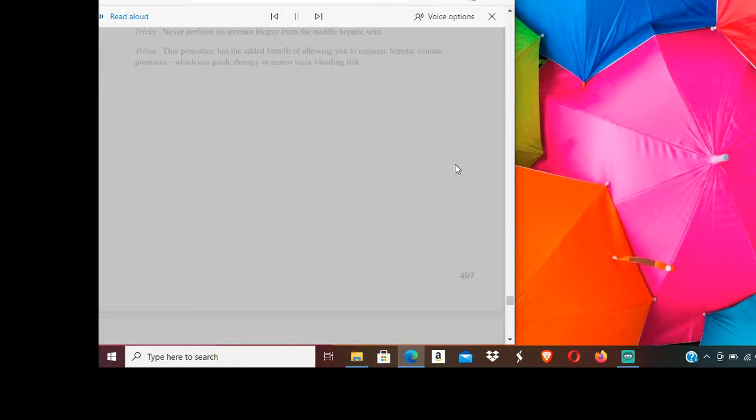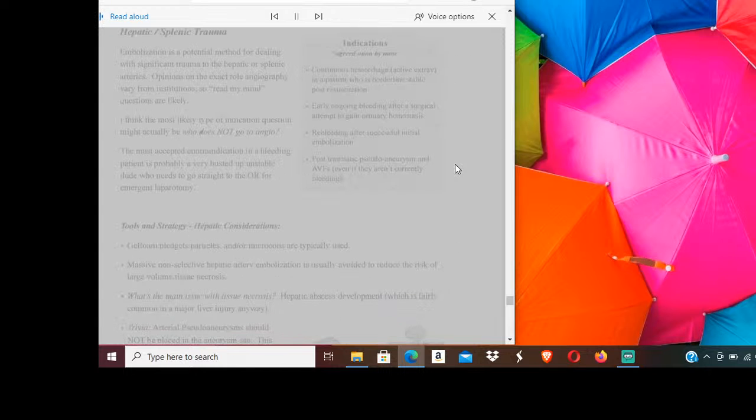Trivia, never perform an anterior biopsy from the middle hepatic vein. Trivia, this procedure has the added benefit of allowing you to measure hepatic venous pressures, which can guide therapy or assess varices bleeding risk. 497. Hepatic splenic trauma.